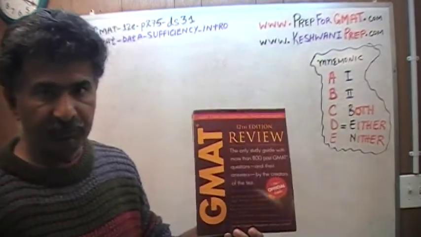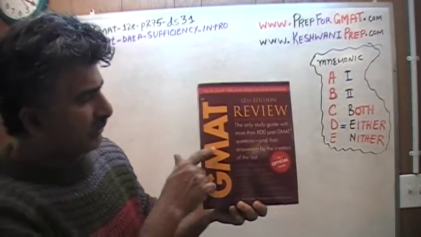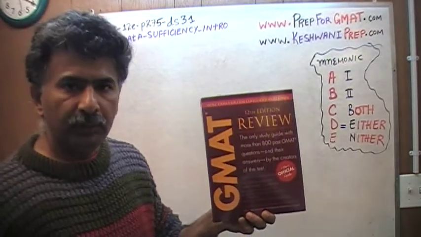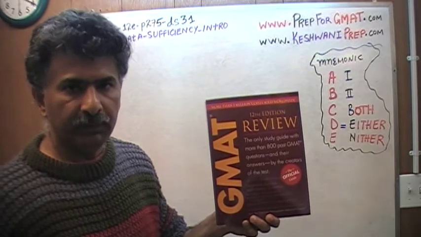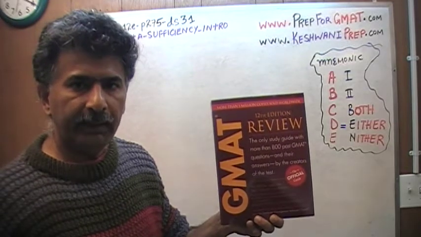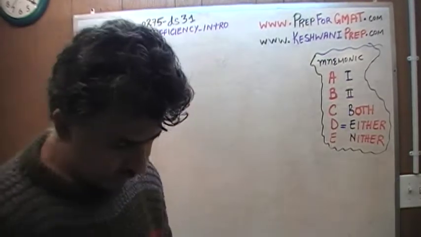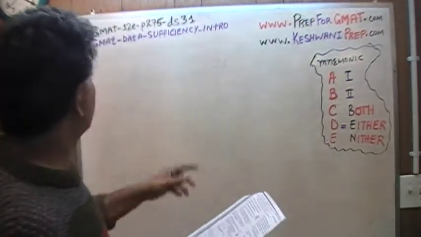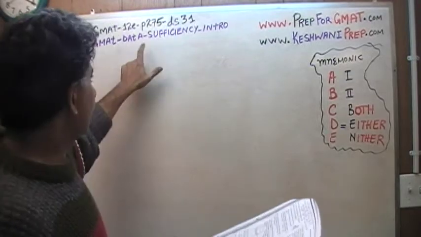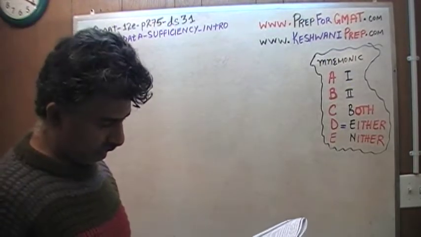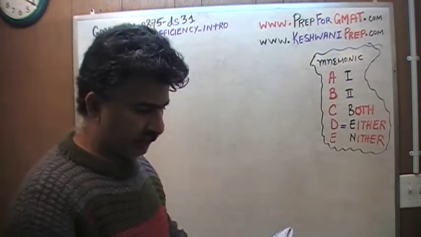I have been solving GMAT data sufficiency problems out of this book here, GMAT Review, the official guide, the 12th edition. If you do not own this book already, purchase one immediately. You should be able to find it at mba.com. The problem that I'm about to solve is the one that you're going to find on page number 275, data sufficiency problem number 32, I believe.